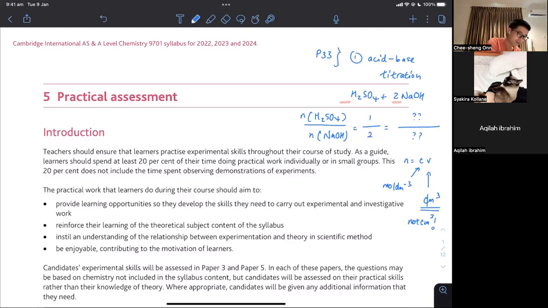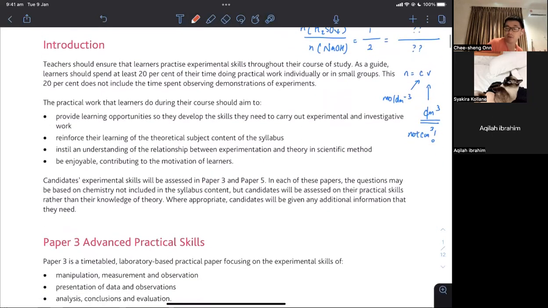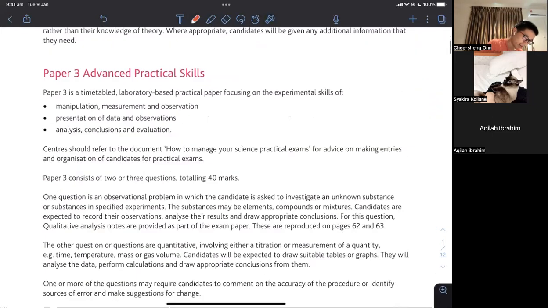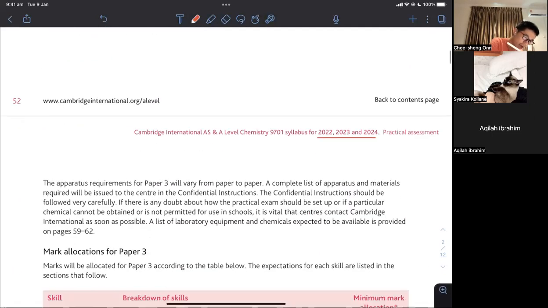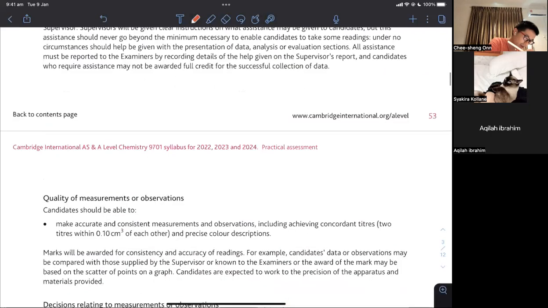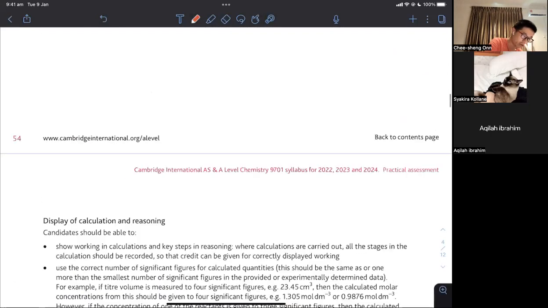The biggest issue I've heard of was the use of this thing called thymolphthalein. That was your indicator, am I correct? Yes. Shakira, I really don't know what practical is going to come out the next time, but this is the practical syllabus for the 2022 exam onwards.